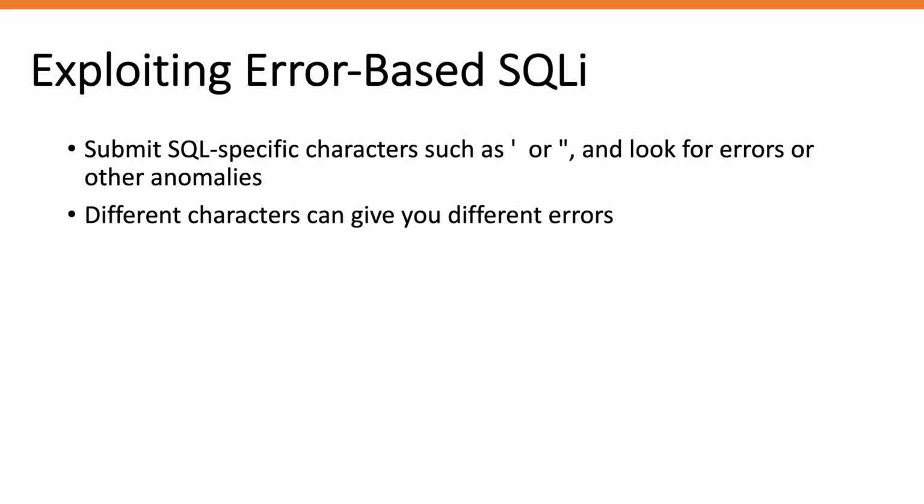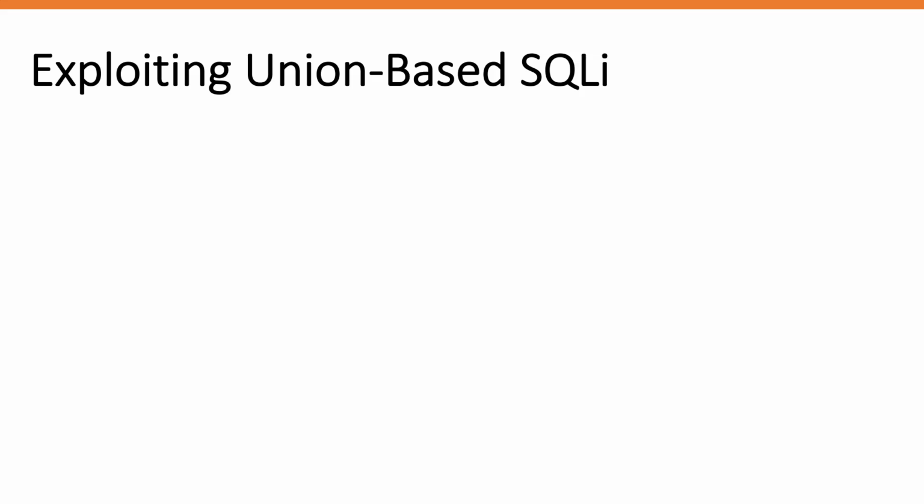Now, as a reminder, we said error-based SQL injection is an in-band SQL injection technique that forces the database to generate an error, giving the attacker information upon which to refine a query. So, successful exploitation of an error-based SQL injection is the fact that you can get the application to output an error. So there's really not much to exploiting this vulnerability. All you would do is submit SQL-specific characters, again, such as the single quote or the double quote, and look for errors in the application. Now, different characters can give you different errors, so it's good to fuzz the application with the commonly known characters to generate errors.